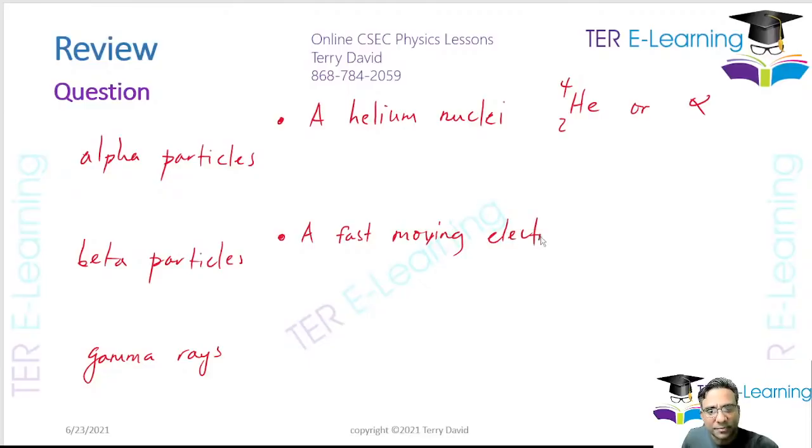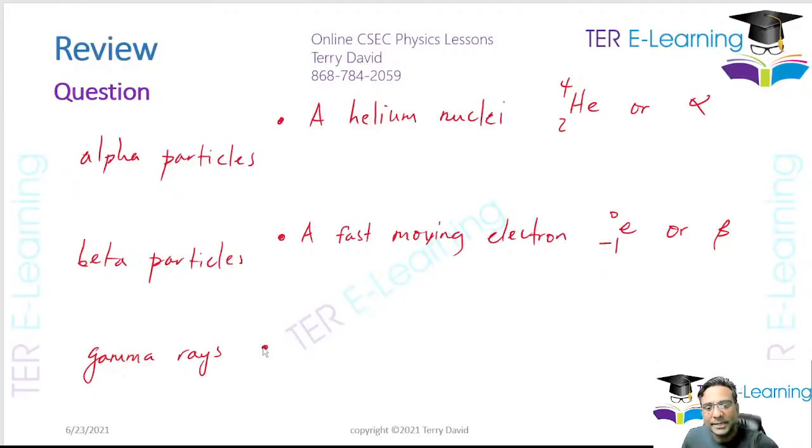That's what it is. It's a fast moving electron. Now in terms of symbols, a beta particle could be represented by this, e 0 minus 1, or we can simply put this symbol here, which is a Greek symbol for a beta particle.